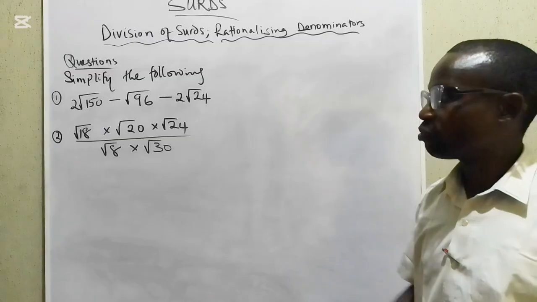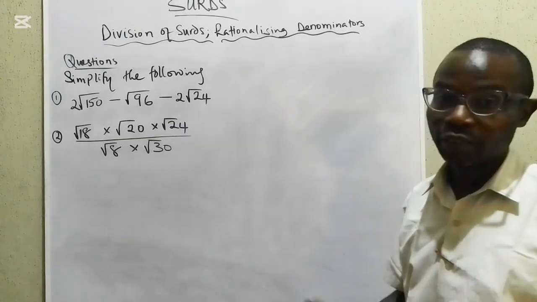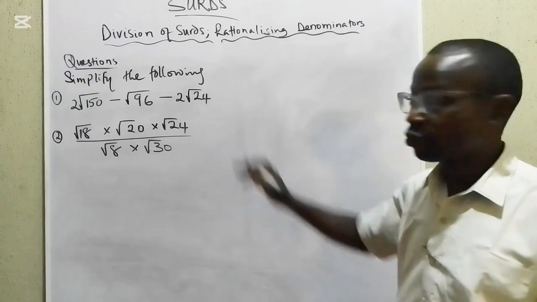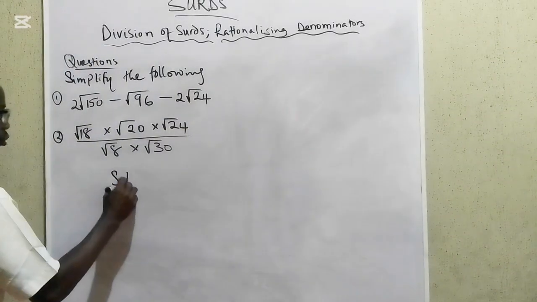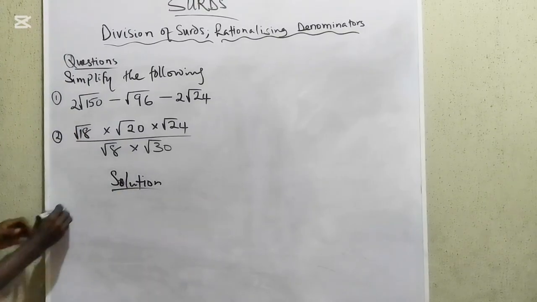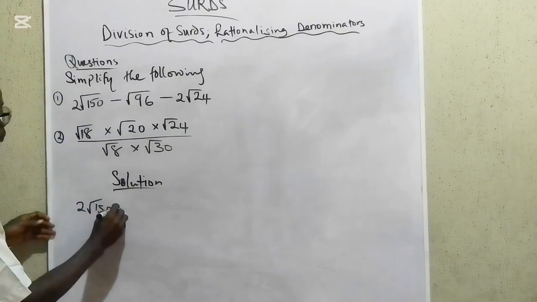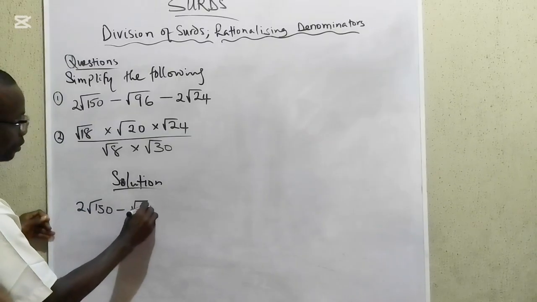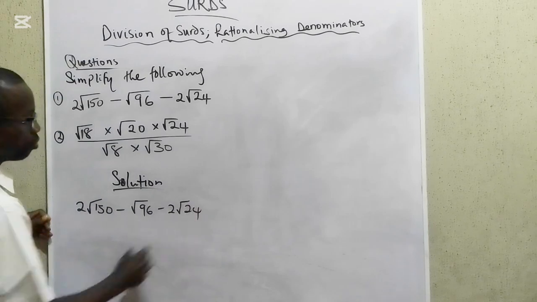Sorts, this will be simplifying. This will have to do with addition and subtraction of sorts. This will be about division of it. So let's take this question, the first one, and find the solution to it. Here in the first we have 2 root 150 minus root 96 minus 2 root 24.